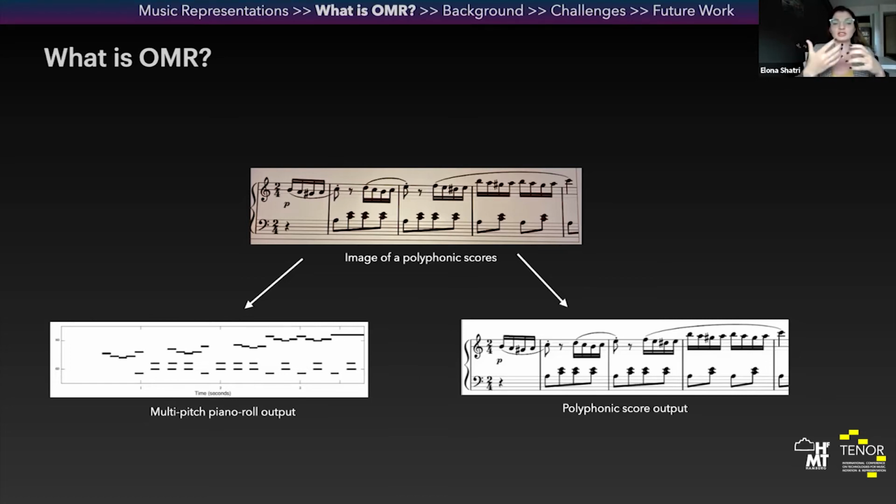Considering that the biggest challenge in OMR and other MIR, music information retrieval, tasks is the lack of a good representation system, work in OMR has been limited by these challenges. That affects the type of music OMR can work with, and that is mainly limited to monophonic scores, which is what most of the current work focuses on.